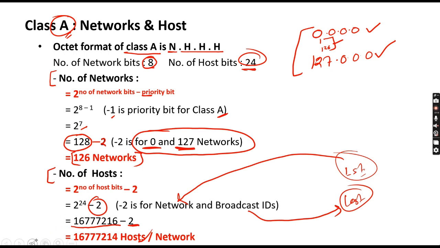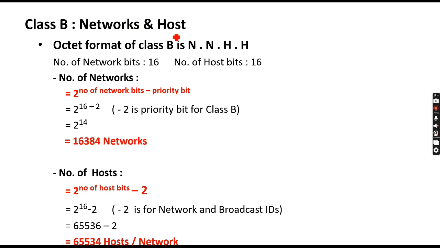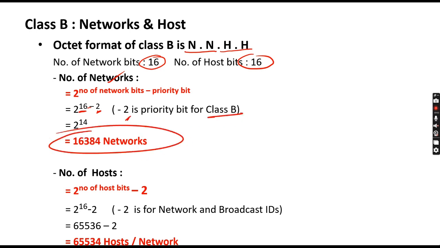So as of now, remember, in class A, the total number of networks is this, and the total number of IP addresses is this. Coming to class B, see this. In class B, the octet format is network, then host. Means 16 network bits and 16 host bits. To calculate the number of networks, again 2 power n minus priority bits. N is equal to 16 minus priority bits, which is 2 for class B. So total this many networks.